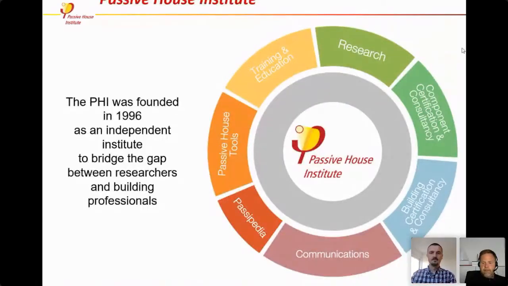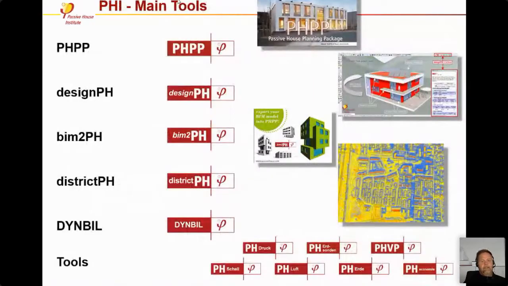So this is the Passive House Institute. You may have seen this diagram already. We are the orange bunch on the very left here, Passive House tools. These are our main tools we offer currently. You can see PHPP, the Passive House planning package. I trust that most of you are familiar with it. You can see designPH. I also guess that most of you already know that. You can see bim2PH. Not sure if everyone has heard of that one. You can see designPH, a very new development.